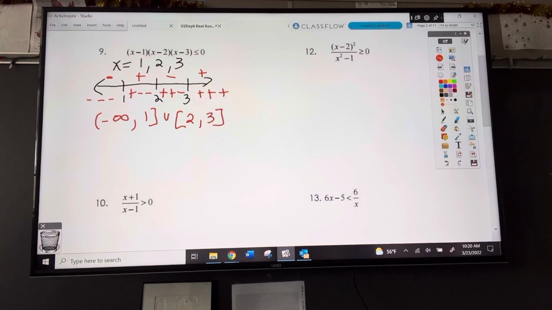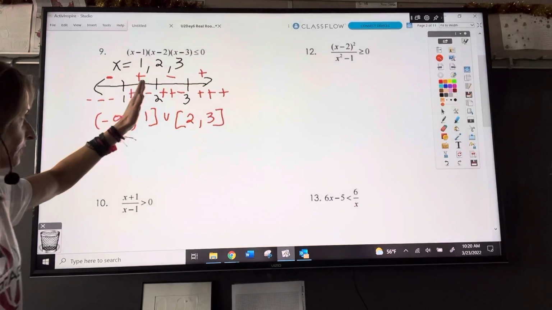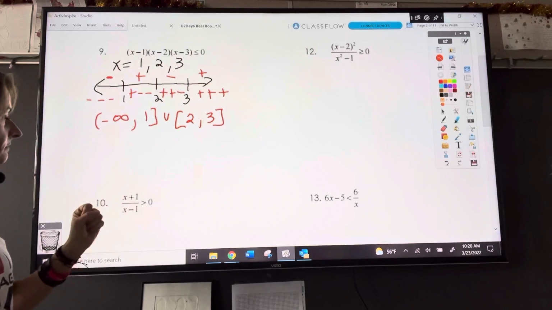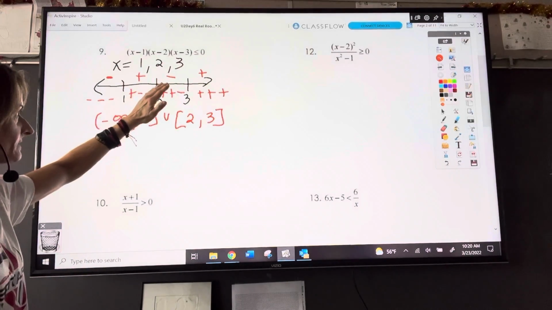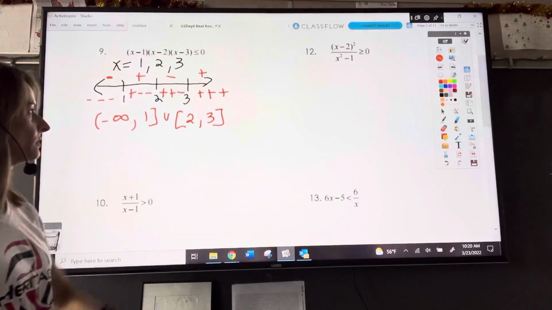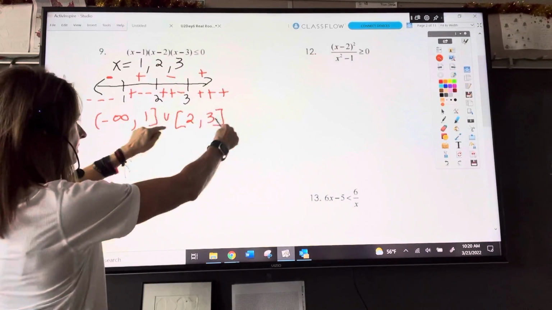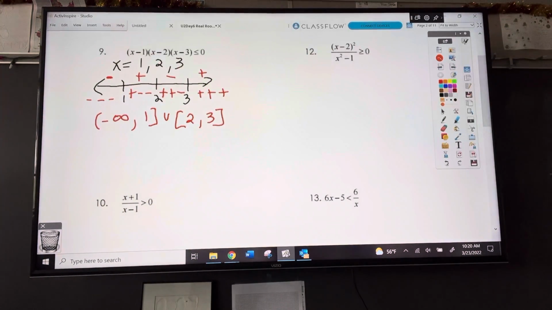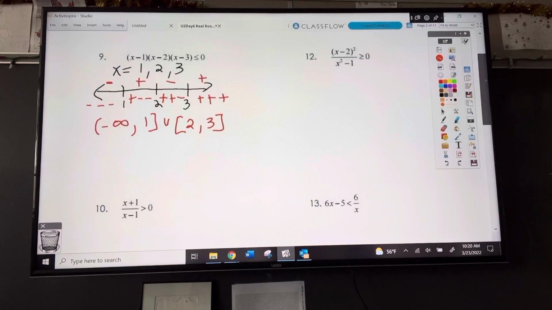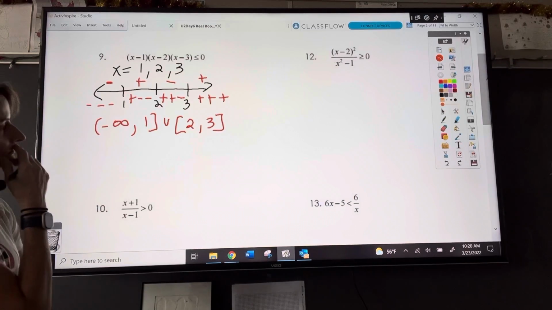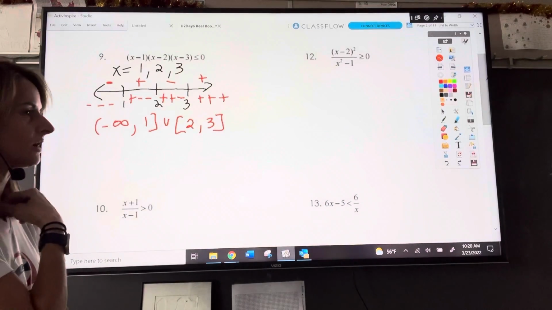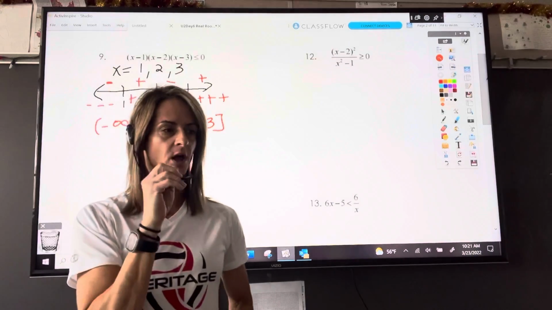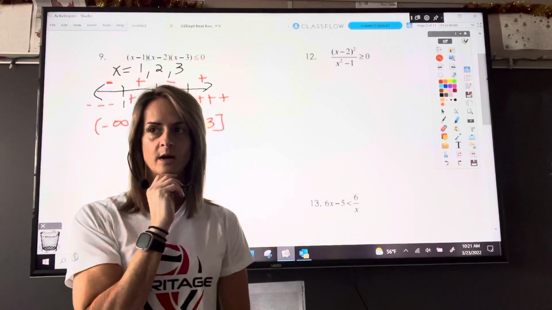And we're going to include 2 and 3 because the graph at 2 and also at 3 is 0, and we're asked to find where the graph is less than or equal to 0. So we include the 2 and 3 by putting hard brackets. Are we good? Okay, I feel like this is getting a little easier. Let's step it up. Just kidding. Hard brackets mean it includes the number. It's like when you were graphing in Algebra 1, it's a solid dot on an inequality.